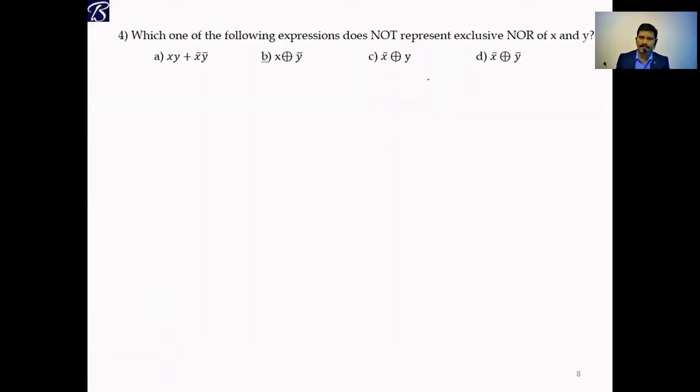Which one of the following expressions does not represent the exclusive NOR of x and y? So here three options are exclusive NOR only, but one option is not exclusive NOR. We need to find out which. Observe this one. This is xy plus x bar y bar, which is the XNOR operation only. So x XOR with y bar, that means x y. This bubble is there, right? This bubble is there.